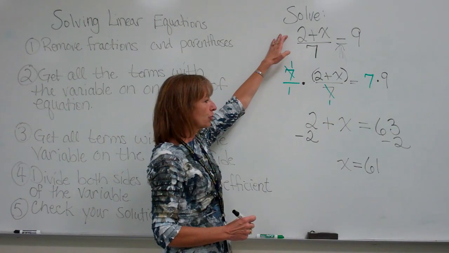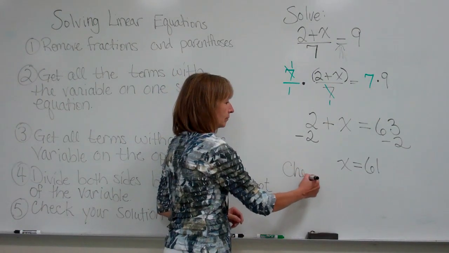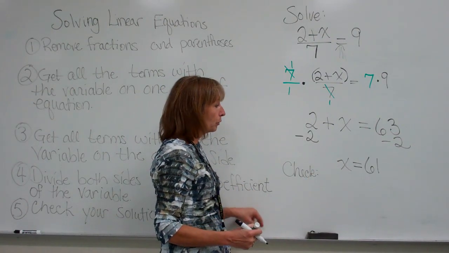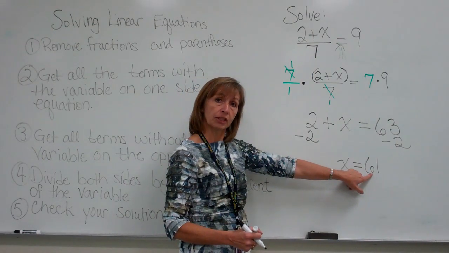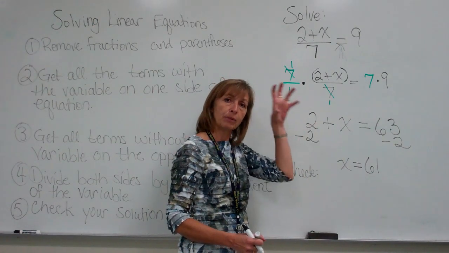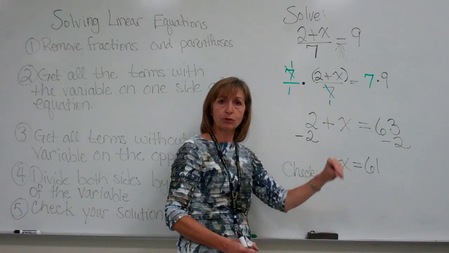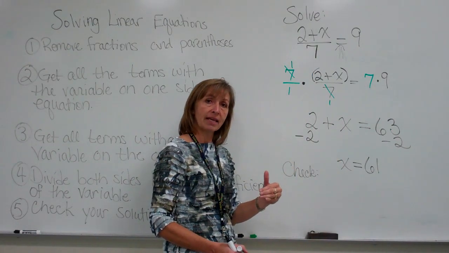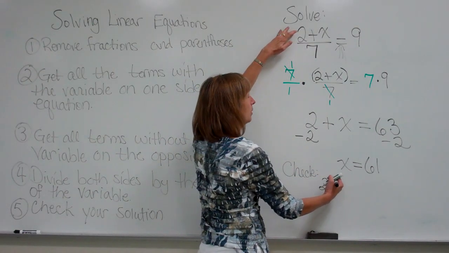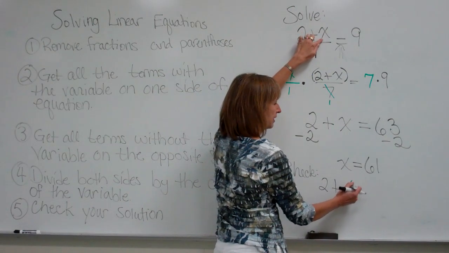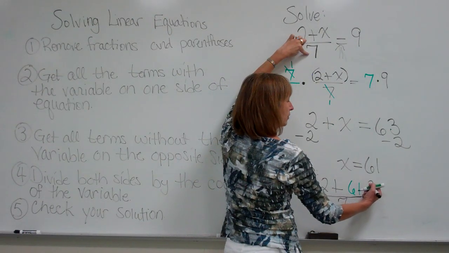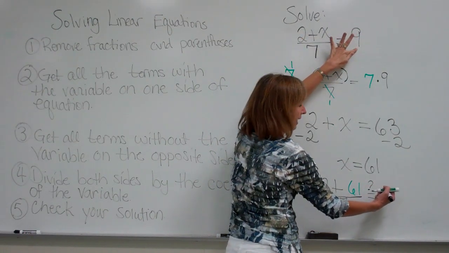Now here, when we want to check this, what we want to do is to take out the x in the original equation, replace it with what we have as our solution, and then make sure that when we plug that in, wherever there are the x's in the original equation, and we simplify using our order of operations individually on the sides, that it comes out that the left side is exactly the same as the right side. So we have 2 plus, take out the x and put in 61 over 7. And we want to know if that will come out to be the same as, on the right-hand side, 9.